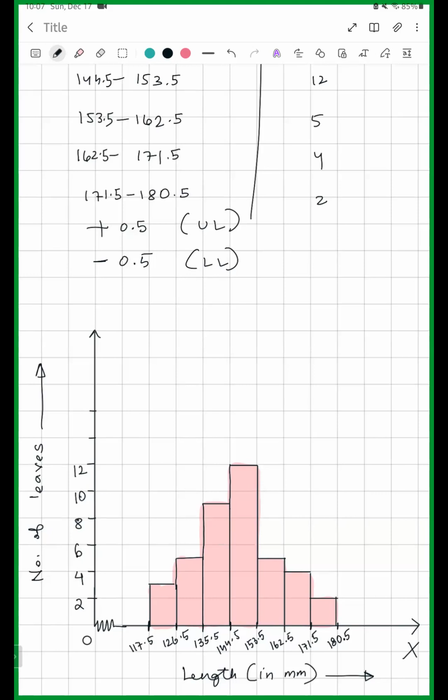Okay, so we'll move forward, all right? The next, there's one part in this question which is asking, is it correct to conclude that the maximum number of leaves are 153 millimeters long? Yes or no? Say yes or no.